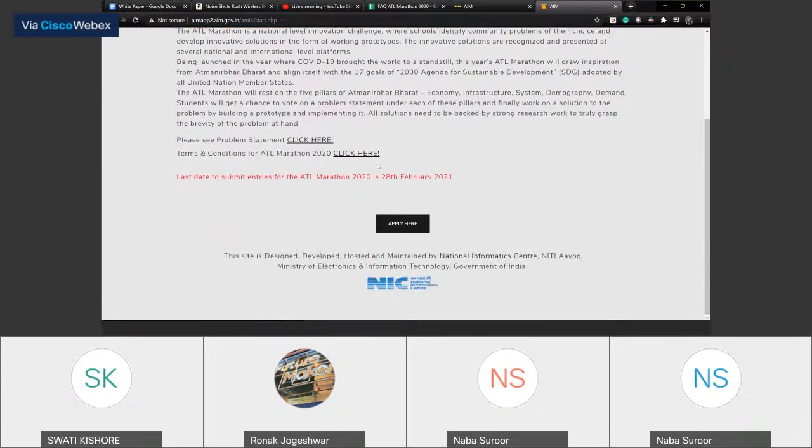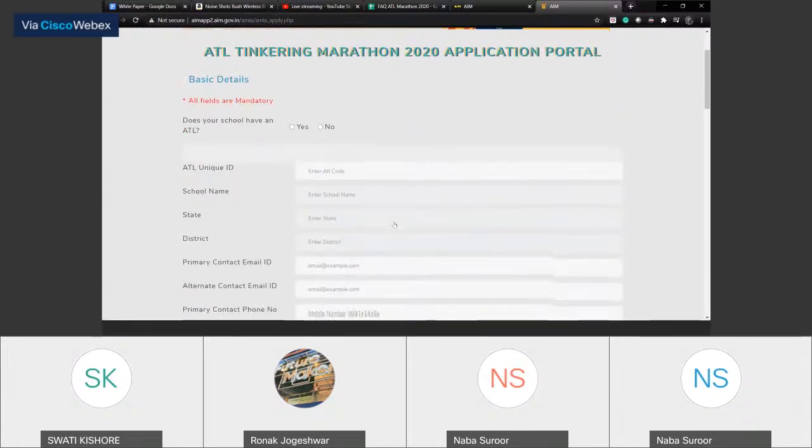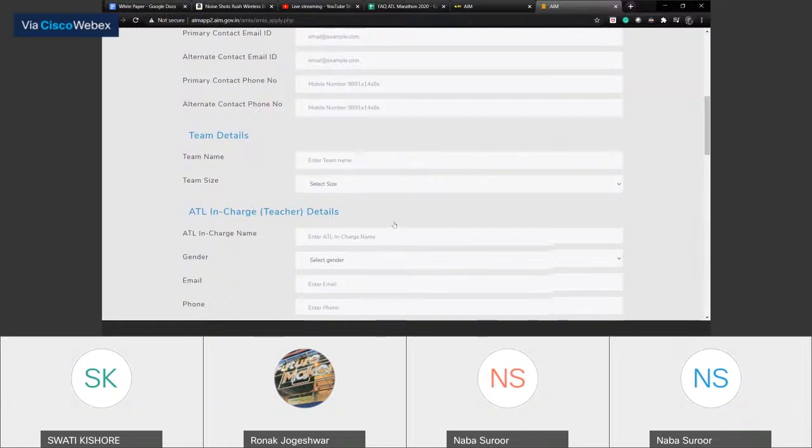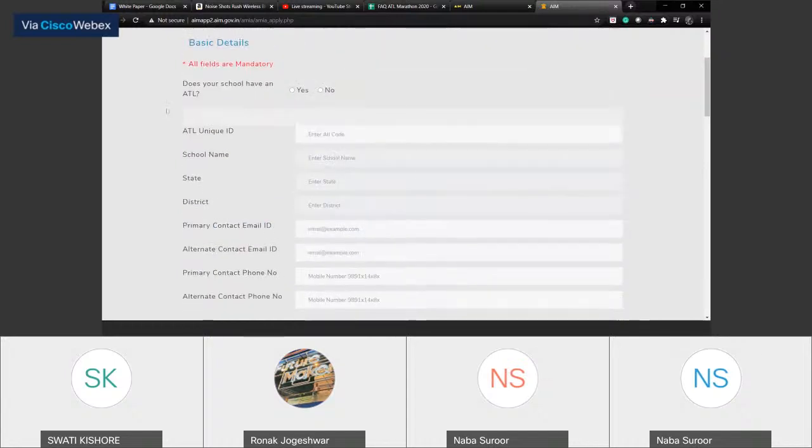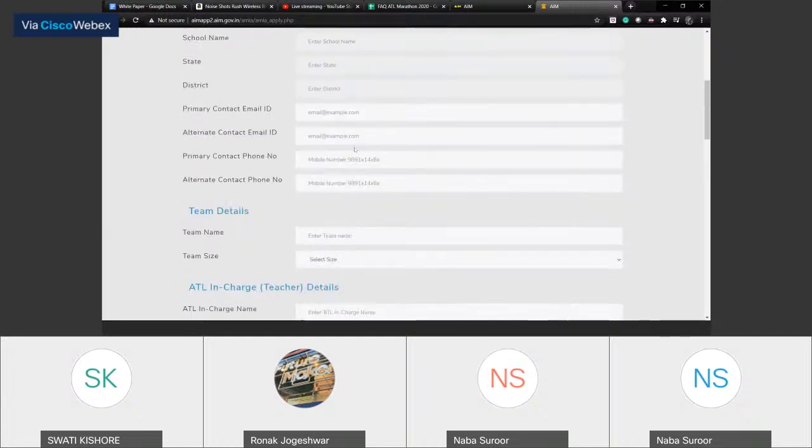Once you read all the terms and conditions, you can just click on apply here. The form is for your kind disposal and perusal. You just have to check whether your school is an ATL, yes or no, and enter the relevant details: primary contact, alternate contact numbers. Make sure that these emails and contact numbers are correct, because these are the only mechanism that we would be able to reach you. So please do not make any spelling errors in this particular section.